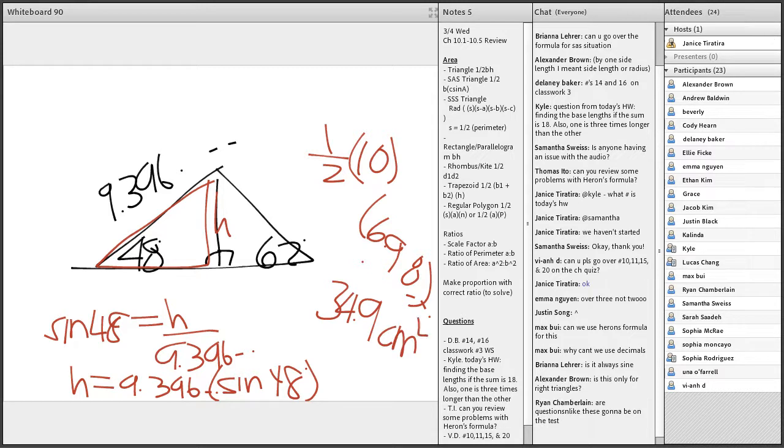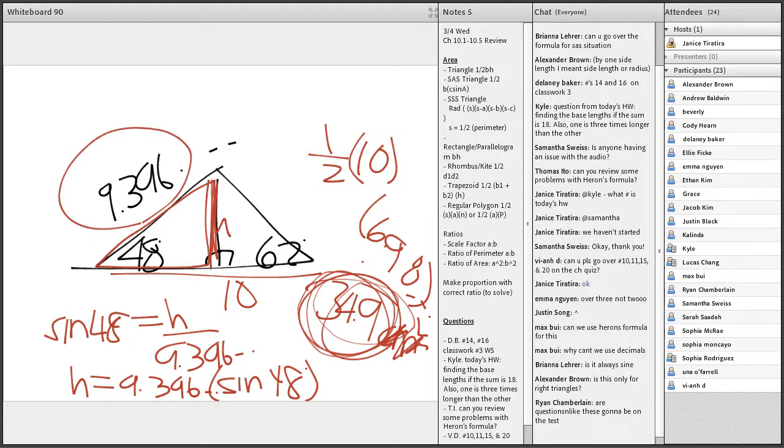Oh, I don't have units, but square units. Okay, so that will be your final answer. So again, the whole bottom was 10. We just found the height doing SOHCAHTOA, but before doing that, we had to find this missing side.